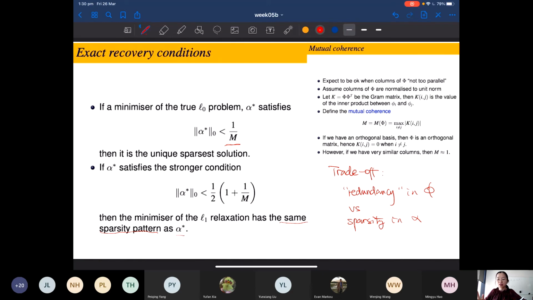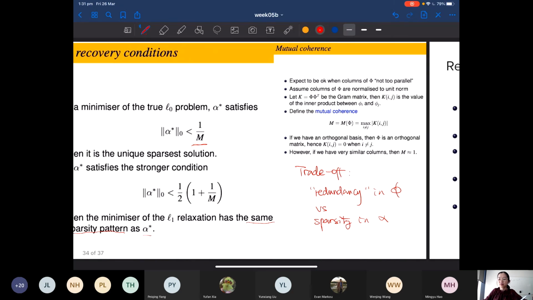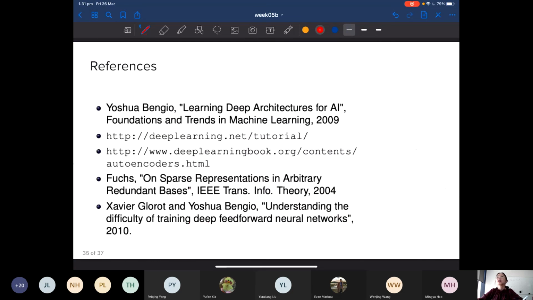So again, no free lunch in representation. We can have sparse coding, but we pay something by using a non-orthonormal basis.